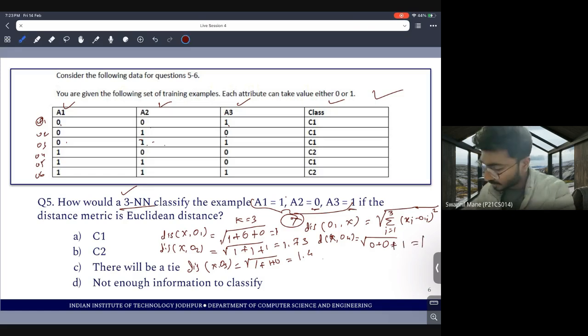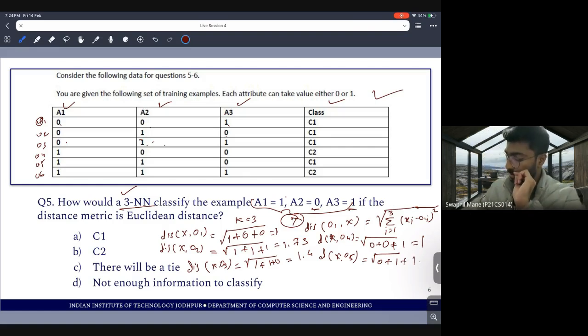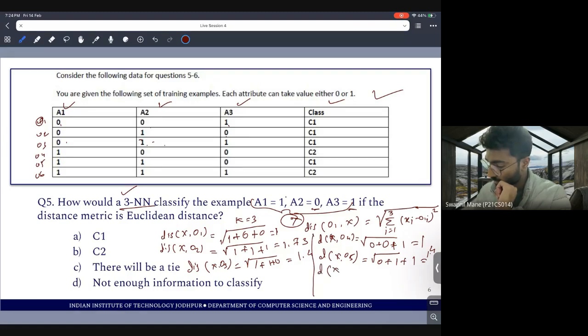So the answer. x from object 5: (1 minus 1) is 0, (0 minus 1) is minus 1, bracket square 1, (0 minus 1) is minus 1, bracket square 1, 1 plus 1, 2, under root is 1.4. So this is x to object 6: under root, 1 minus 1 is 0, 0 minus 1 is minus 1, bracket square 1, 1 minus 1 is 0, so it is getting 1.